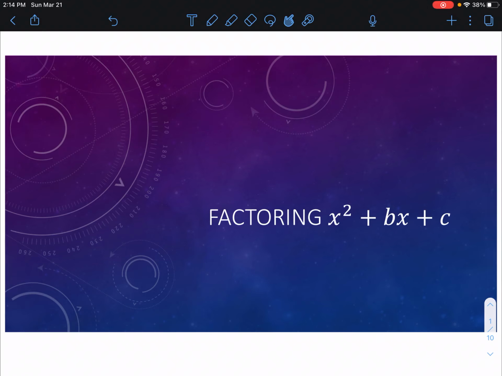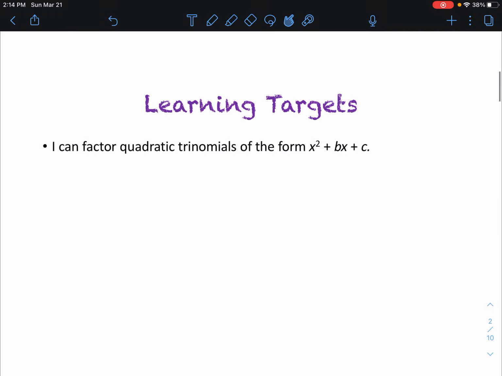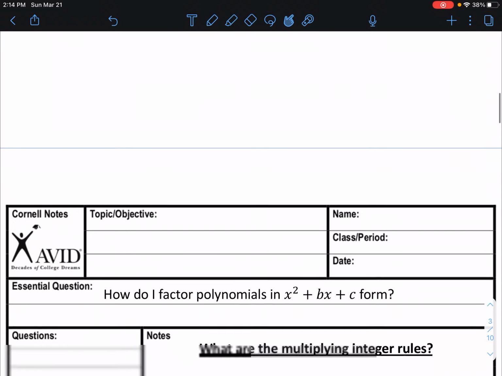Okay, so the next thing we're going to learn in our factoring unit is how to factor trinomials that are in this form, x squared plus bx plus c. So 3 terms and look like that. All right, so that's our learning target.